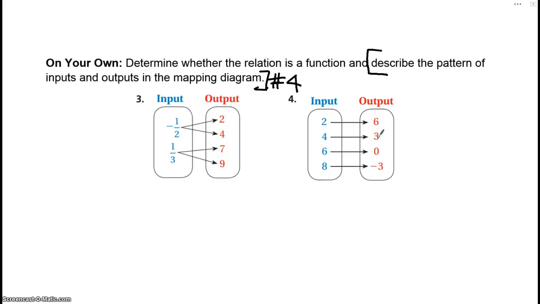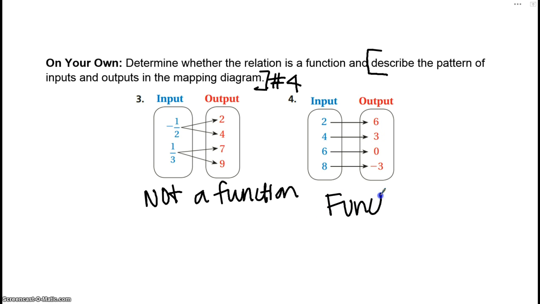I'm going to determine whether they're functions first. This input, negative 1/2, has 2 outputs. So right away I know this is not a function. And here, number 4, I know that each input has exactly 1 output, so this would be a function. And I want you to describe the pattern. So here I'm decreasing by 3 each time, and over here I'm increasing by 2.